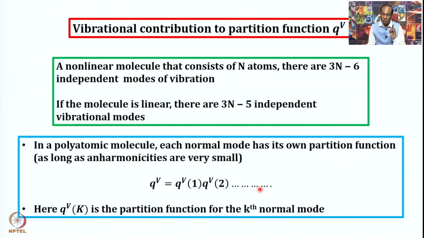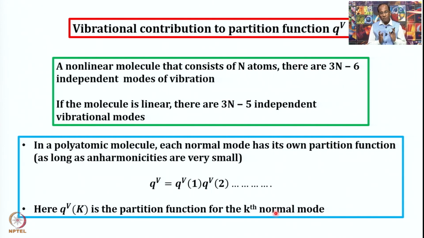When you have to write the partition function, then it is multiplicative, and that is what is being used over here. That is, if there are more than one normal vibrational modes, the overall vibrational contribution to partition function is going to be QV due to first normal mode of vibration into QV due to second normal mode of vibration into so on, and here QVK, where K can be 1, 2, 3 whatever. So, QVK is the partition function for the kth normal mode. So, you have to be a little careful here.